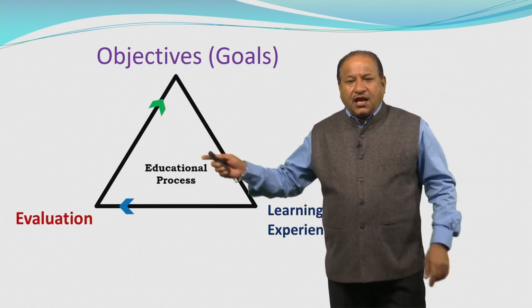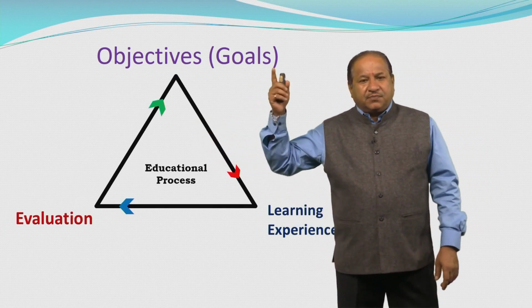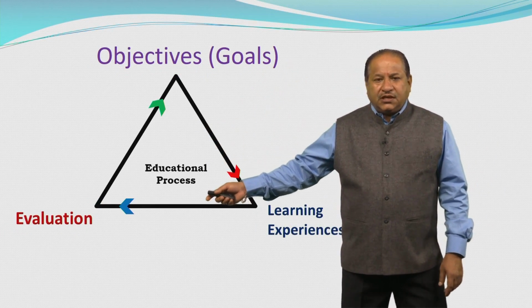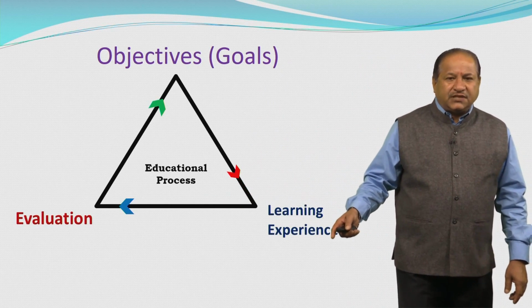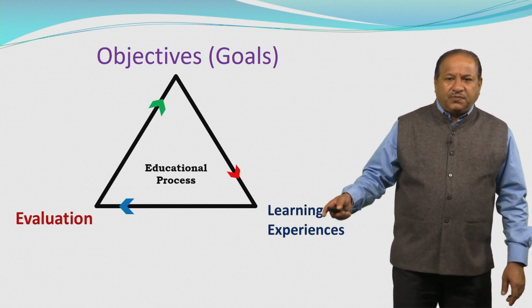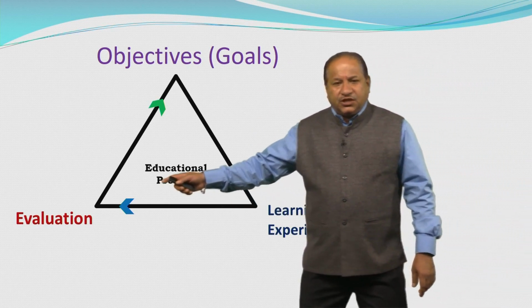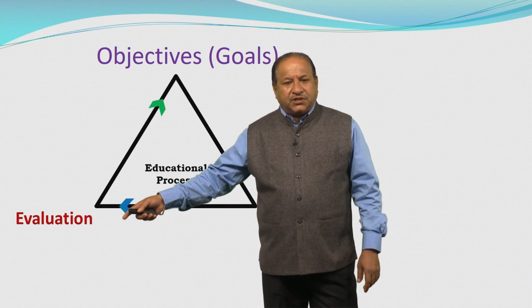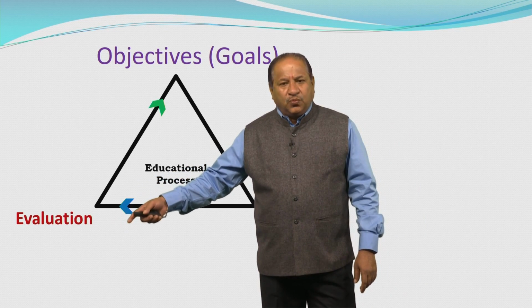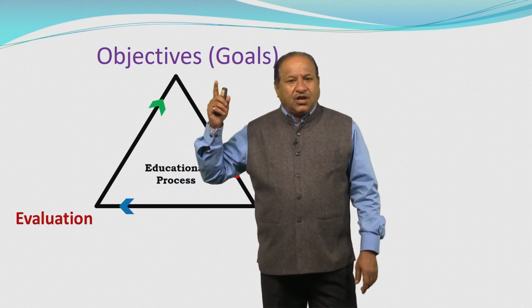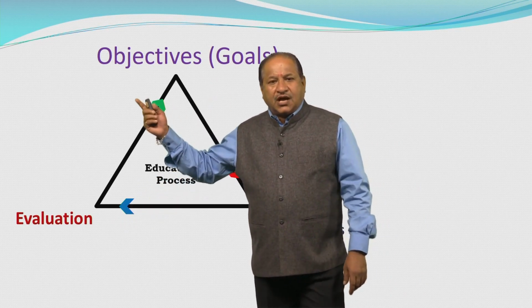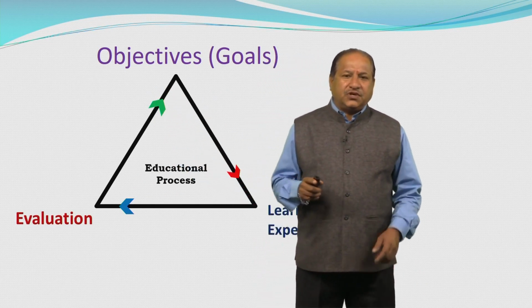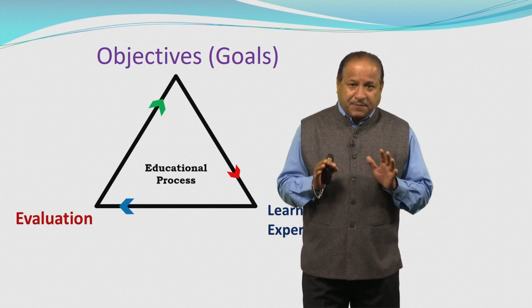This is another arrow, which means the goals are there. According to goals, the learning experiences are designed, and after fulfilling the learning experiences, the evaluation is conducted, and then through this evaluation we get the proof or evidence whether the objectives are achieved or not. This is how the first cycle in the educational process is completed.